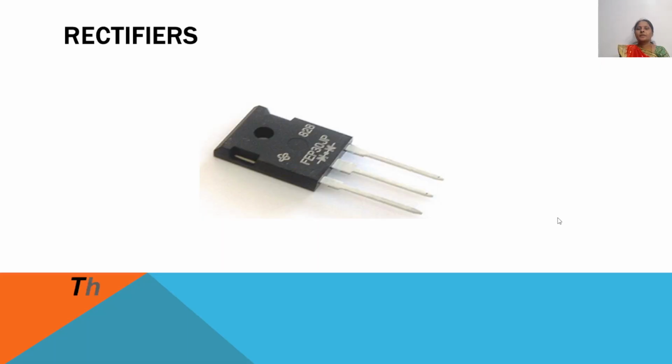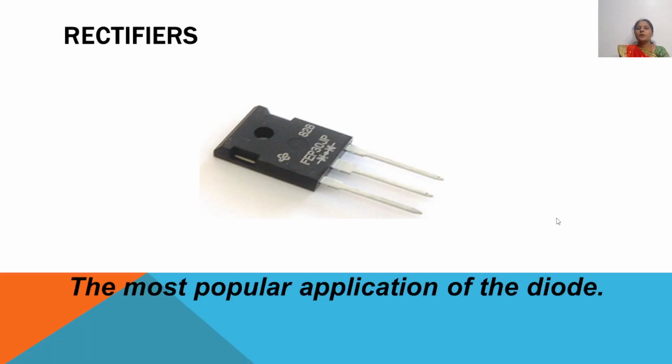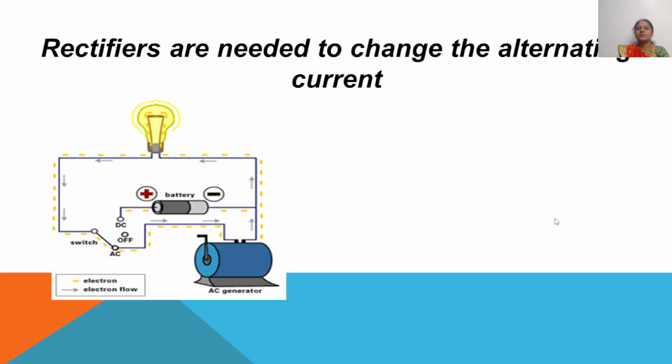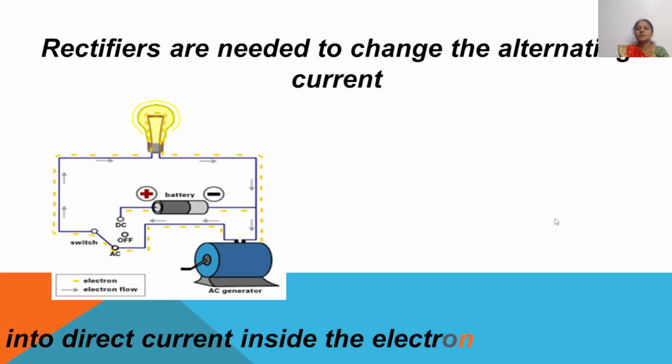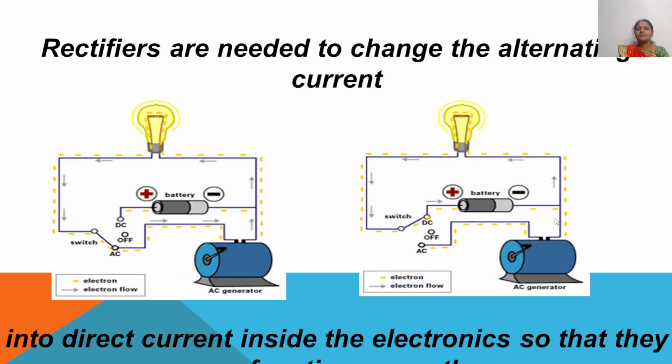Now, the rectifier is the most popular application of diodes. A rectifier is needed to change the alternating current into direct current. I am showing this figure, the rectifier converting AC to DC voltage.